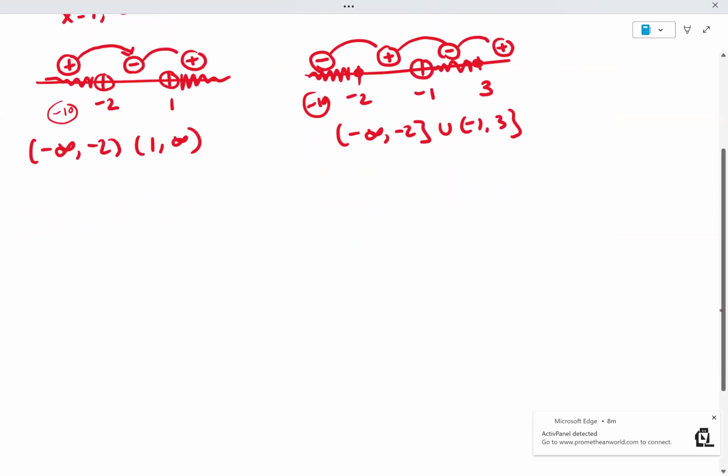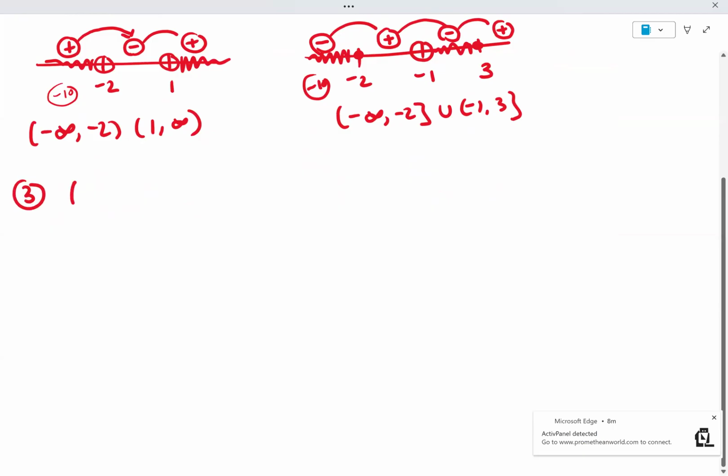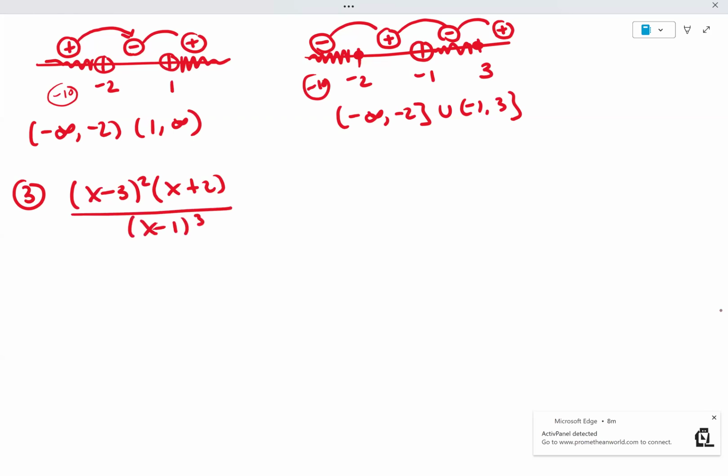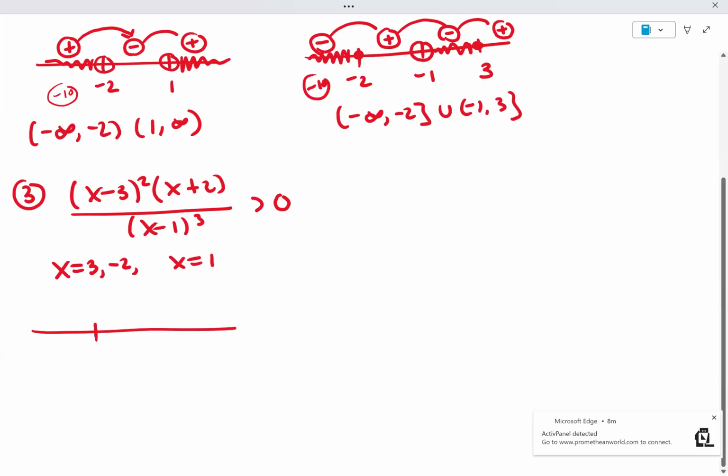Number 3, (x - 3) squared times (x + 2) over (x - 1) cubed is greater than 0. It's already set to 0 and it's already factored. So my critical points from the top are 3 and -2, and from the bottom it is 1. I'm just going to put them in the right order, -2, 1, and 3. And because there's no equal to part, everything will be an open circle.